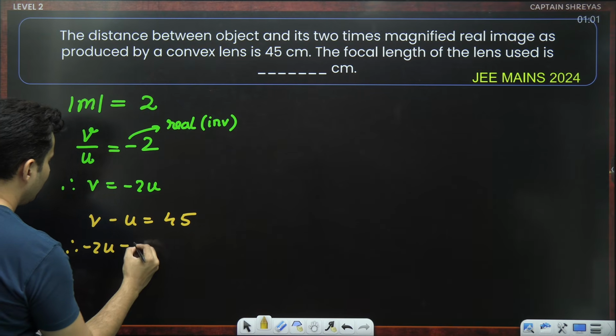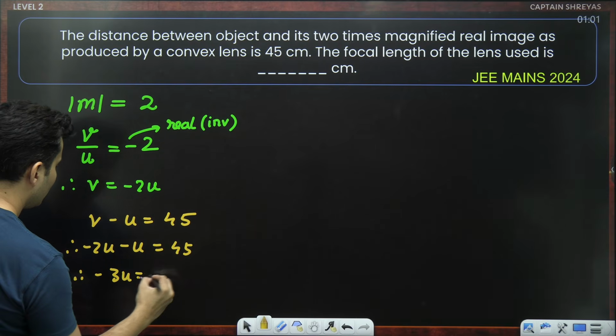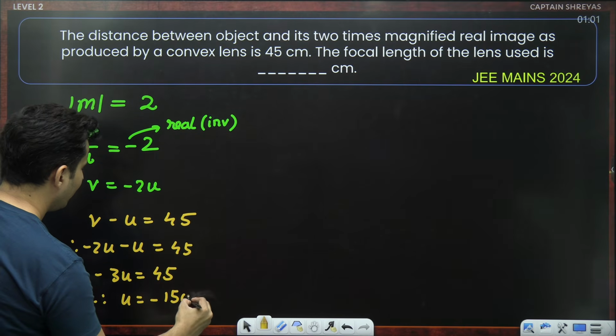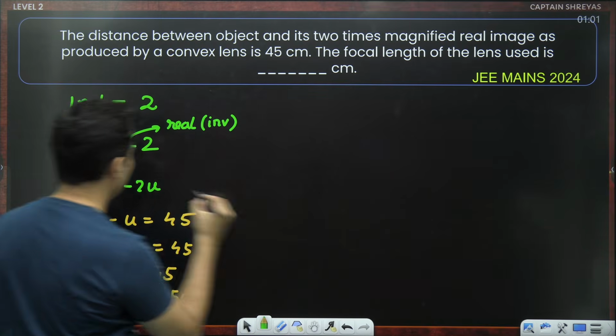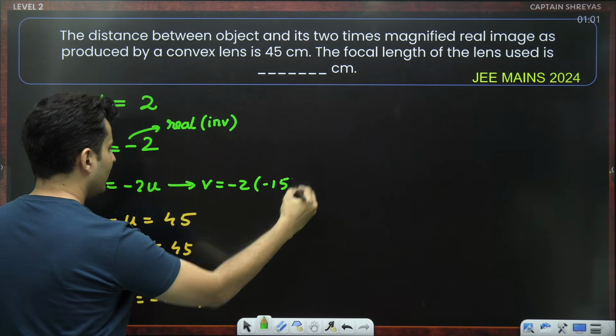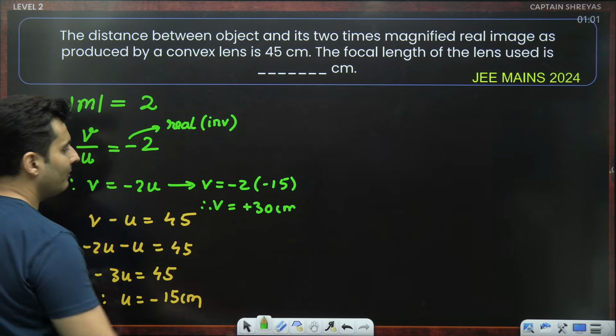So use that. Minus U is basically 45. So therefore minus 3U is 45. So therefore U is how much? Minus 15 centimeters. From this, we will get V is equal to minus 2 into minus 15, which is plus 30 centimeters. So that is the value of V.